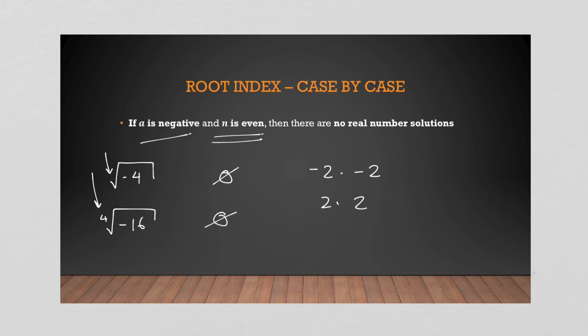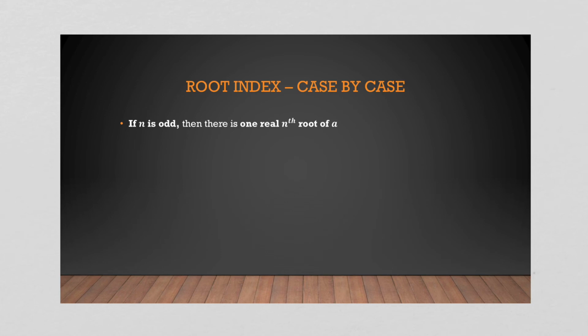And if that is happening an even amount of times, you're always going to have a positive solution. So there's no way you could ever have a negative number under here. So if a is negative, if this value is negative and we have an even root, there's no solution. If a is positive, then we'll have two solutions. Big distinction.